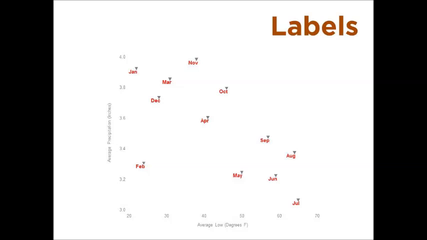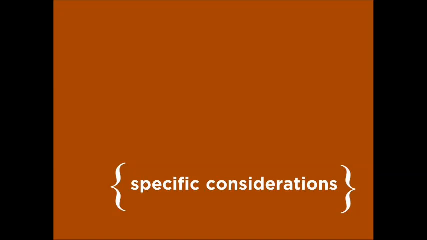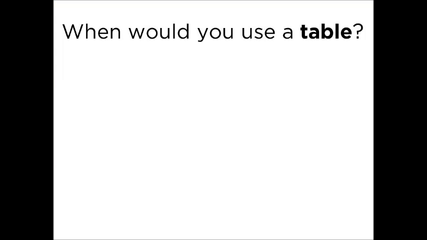One of the most important considerations for effective data displays are labels, which help us understand the layers of information. Titles are also crucial. Without clear, effective labels and titles, it's hard for us to figure out what we're looking at. Okay, with the basic anatomy in mind, let's look at specific data displays and the considerations appropriate to each.